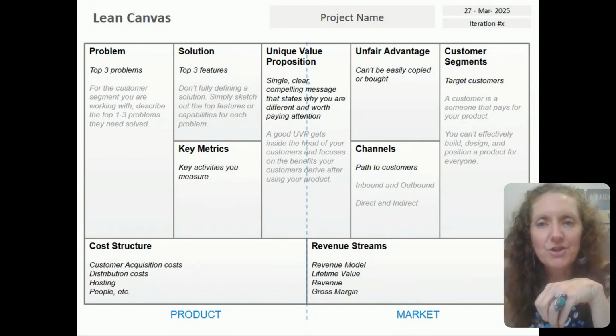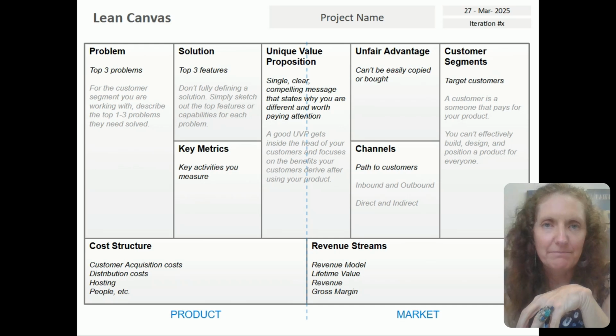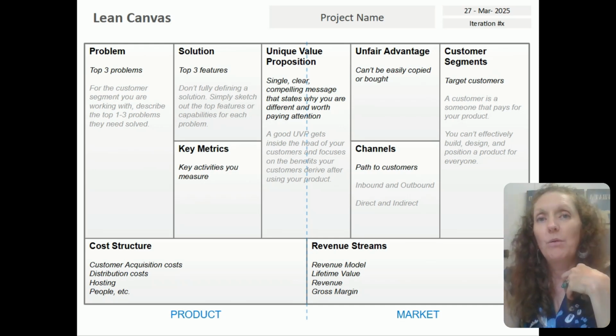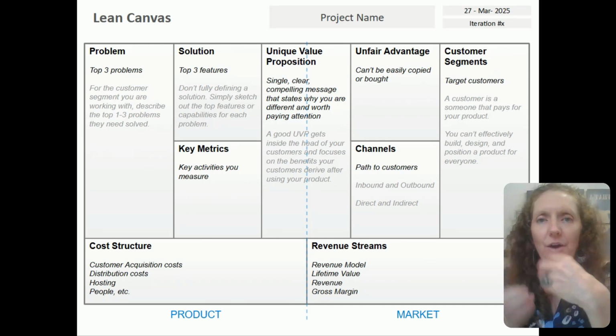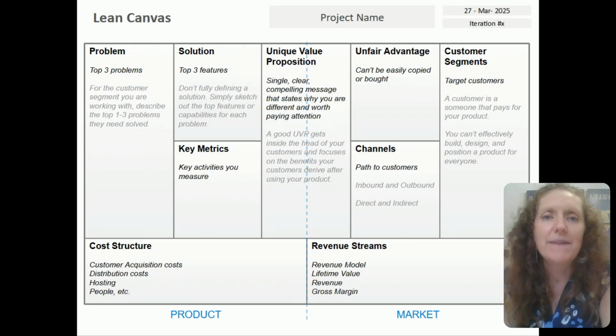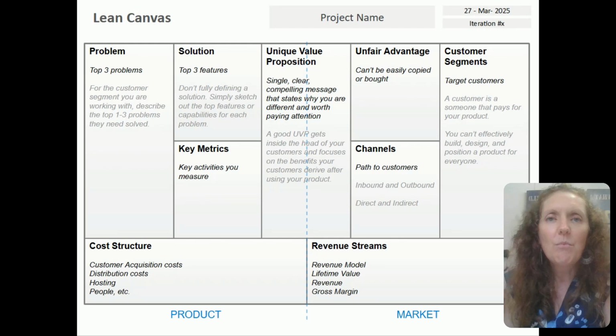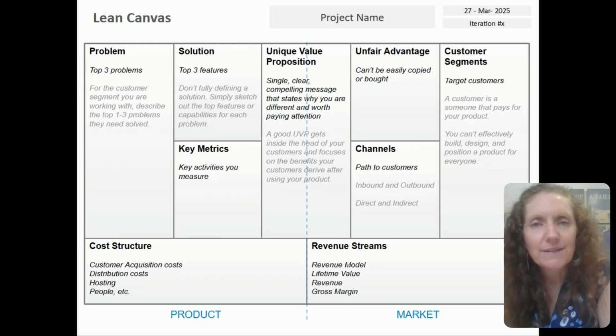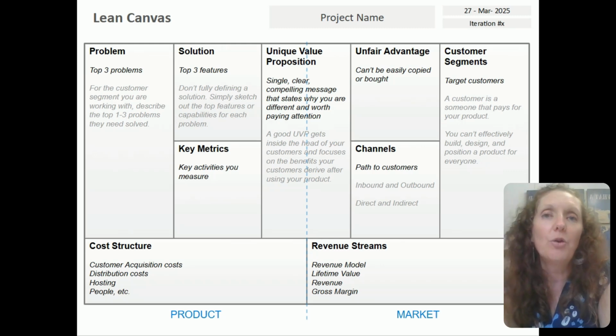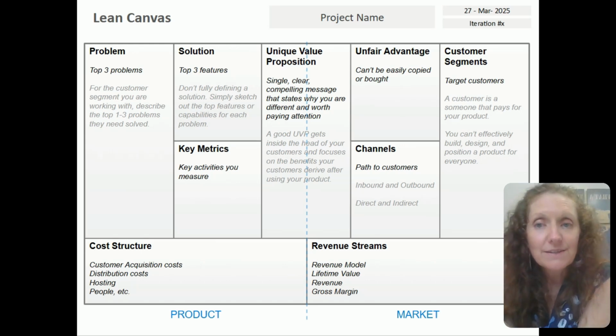Then your key metrics, you're going to identify the key activities that you're going to measure. That is like, what is it that you're doing that you're going to actually be able to put a measurement against? And then what is your cost structure? So what are your acquisition costs for your customers? So that's things like your marketing and sales. What are your distribution costs? What are your development costs for the product or service? For hosting, what are your people costs, etc.